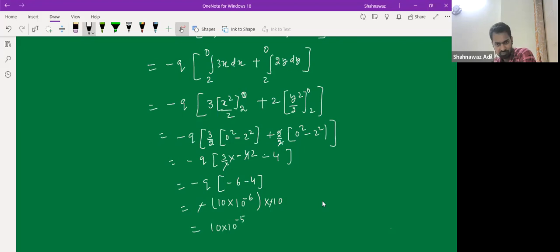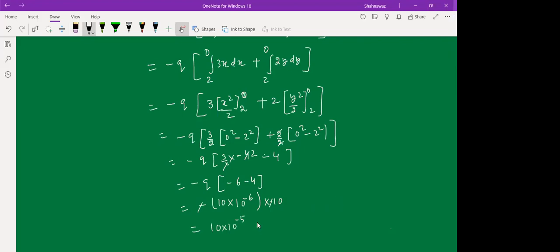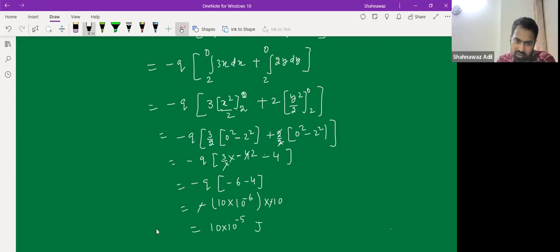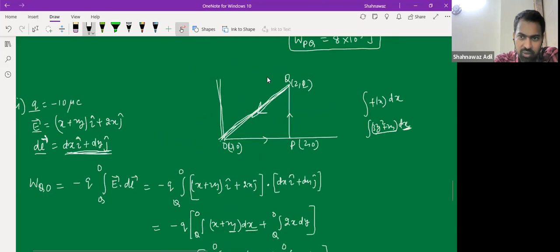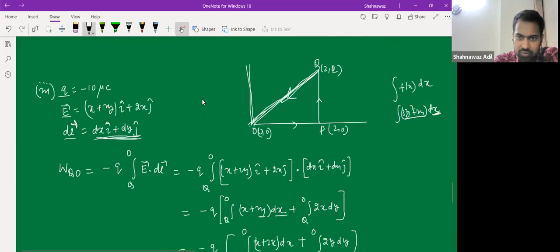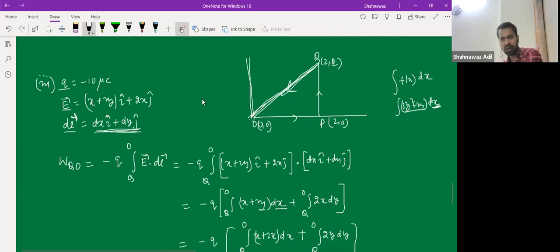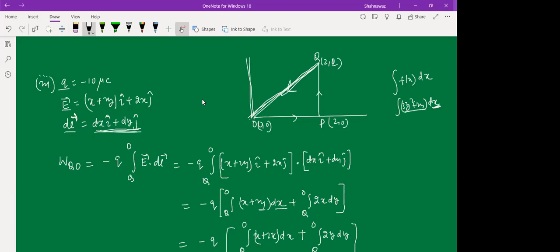Is that clear, guys? Yes, sir. So this is 10 into 10 to the power minus 5, from Q to O. You guys quickly note it down. Please note down from here. Any doubt up to this point? Any doubt up to this point, guys? No, sir. Okay.